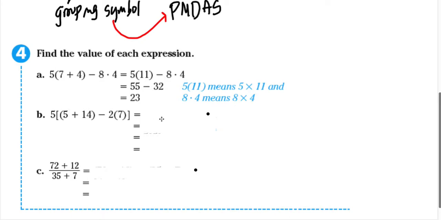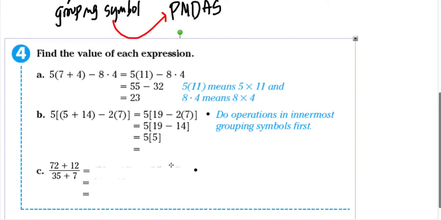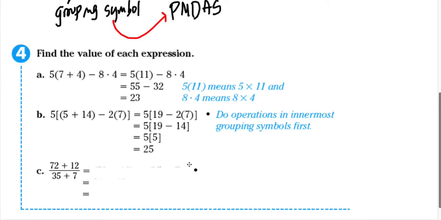So let's take a look at example number 4b. 5 times bracket quantity 5 plus 14 close quantity minus 2 times quantity 7 close bracket. Again, using the order of operations, we need to do the innermost grouping symbols first. So in this case, 5 times 19 minus 2 times 7, because 5 plus 14 is 19. Our next step would be to multiply 2 times 7. So you now have 5 times 19 minus 14, because 2 times 7 is 14. We end up with 5 times 5, which becomes 25. So the value of the expression is 25.